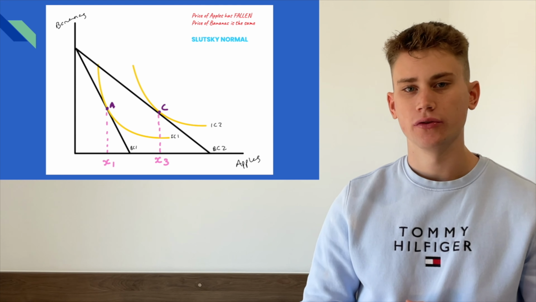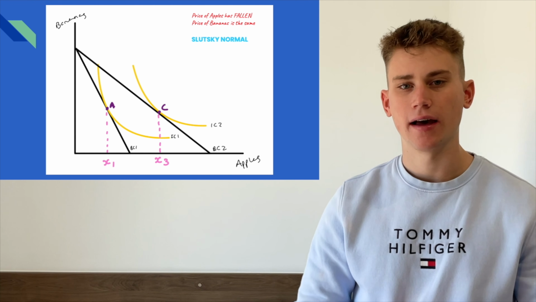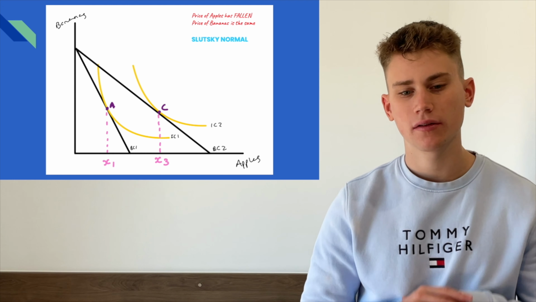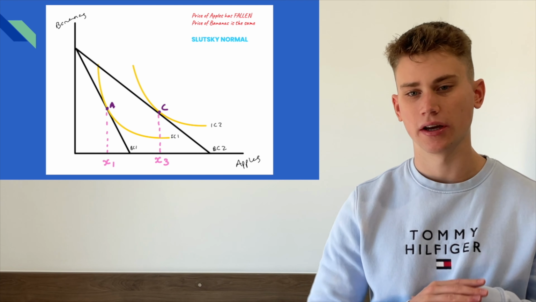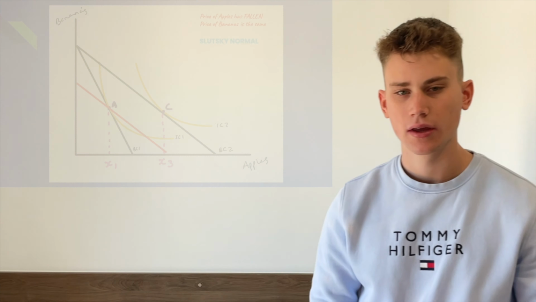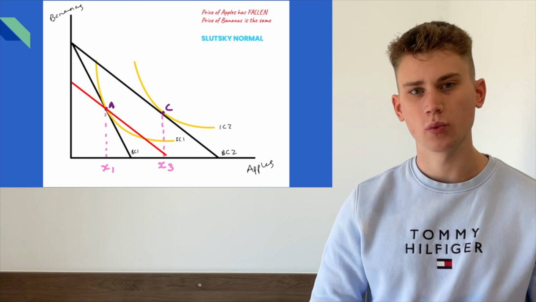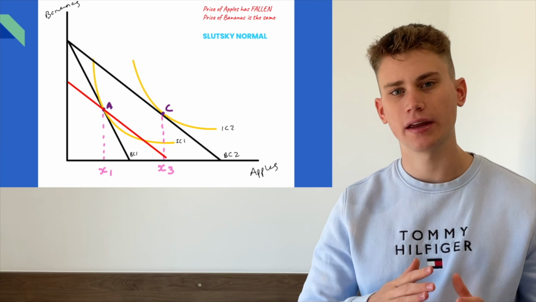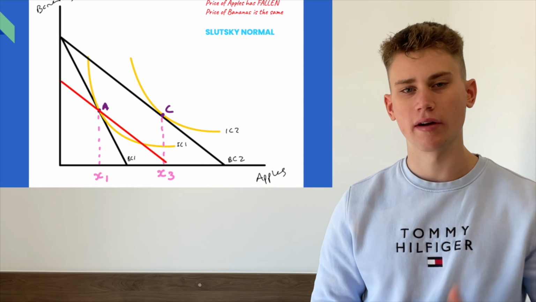Now we're going to move on to Slutsky diagrams. So we're going to look at a normal Slutsky to start with. We have our price of apples falling, the indifference curve goes to IC2, the budget line goes out, same as we've seen before. However, this time when we bring our parallel budget line back, we don't put it tangent. Instead, we draw it so that it goes through our original point, in this case A.